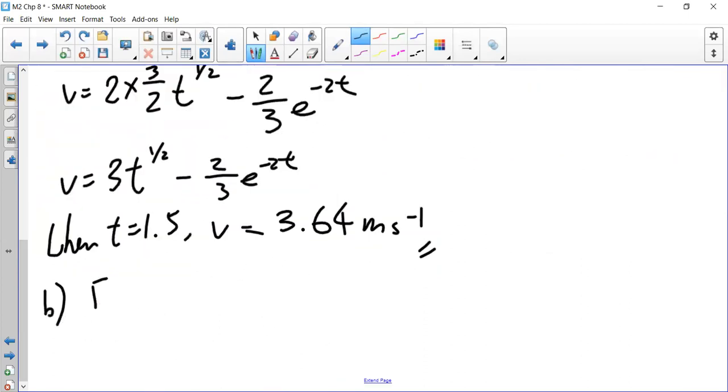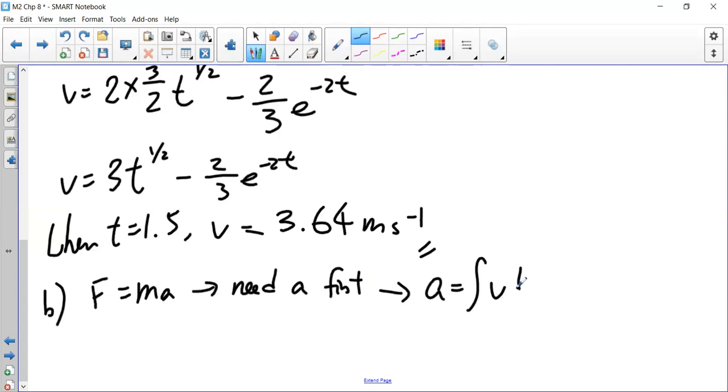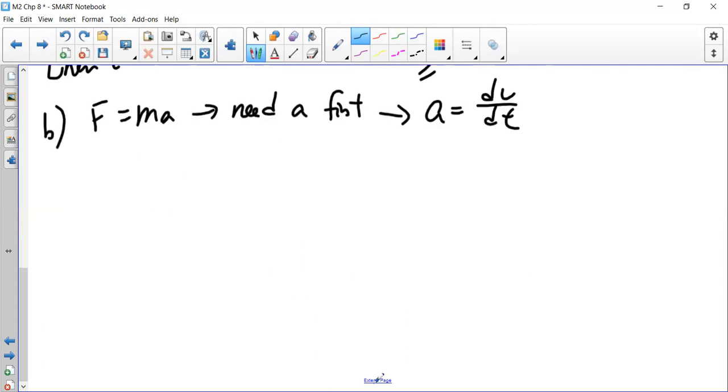So part B, let me show you. F equals ma. We need the a first. So how do you find a? A equals dv by dt. That's our first step, so that's the thinking behind it. I see a variable acceleration question. I know it has something to do with differentiation and integration. Part B is asking me for force, and the only thing about force I know is F equals ma. So I'm going to do F equals ma. I realize I need a, so a equals dv by dt.